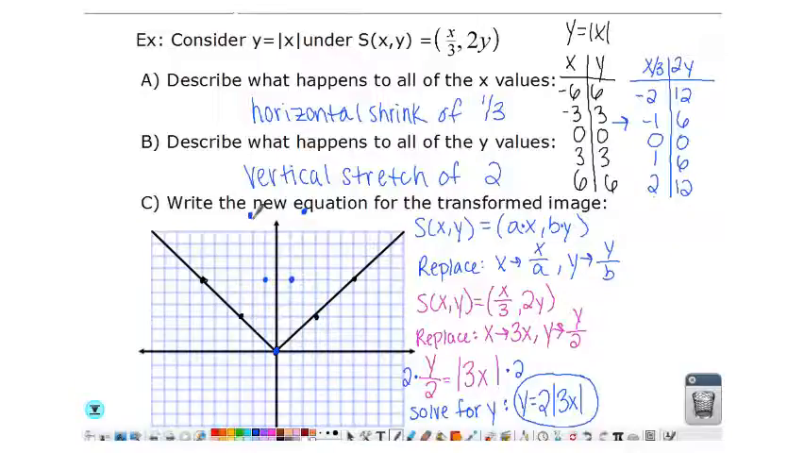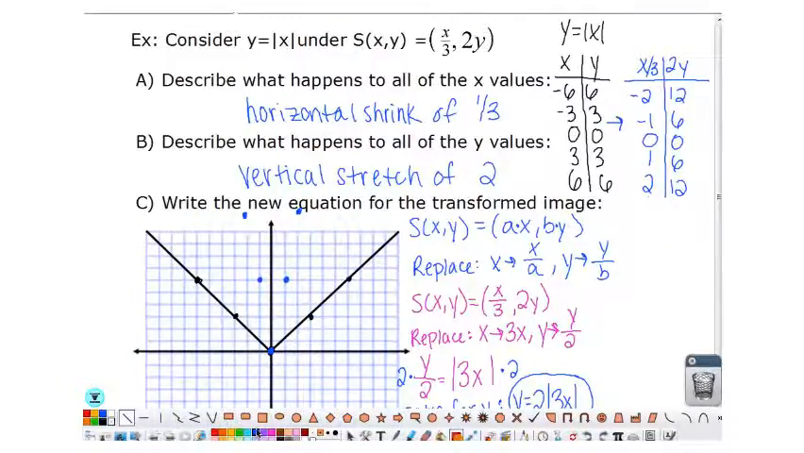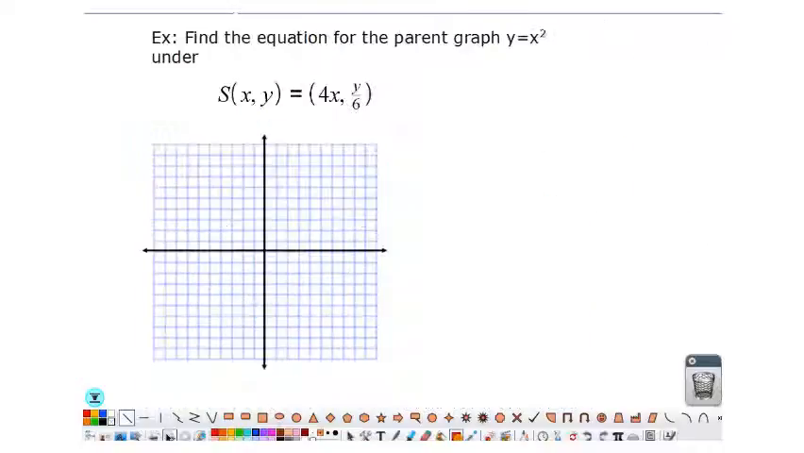And then we're just going to use our straight line tool again and connect the dots to form that V shape. And there you go. There is our new graph there. Y equals 2 times the absolute value of 3x. Okay, so let's do another example just to make sure we have it under our belt.